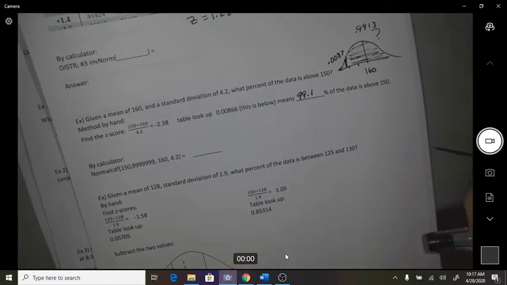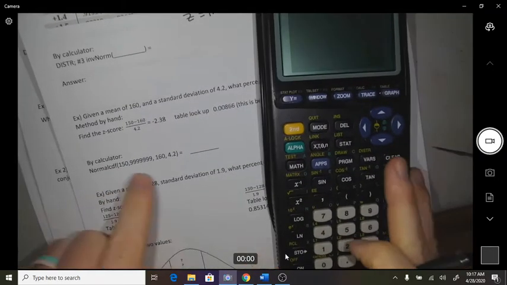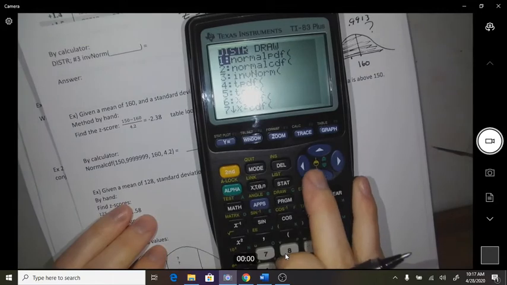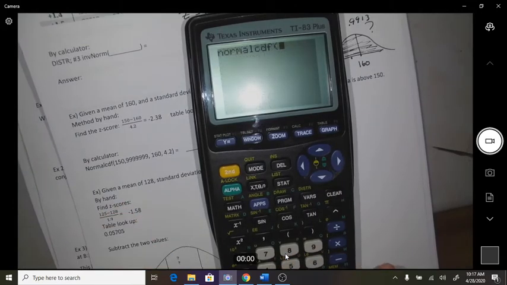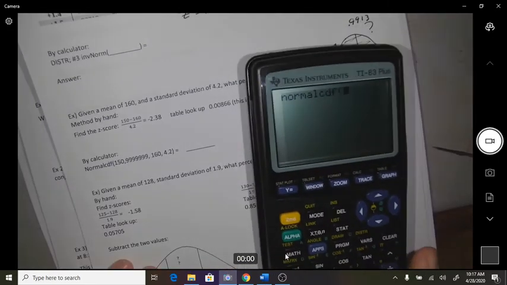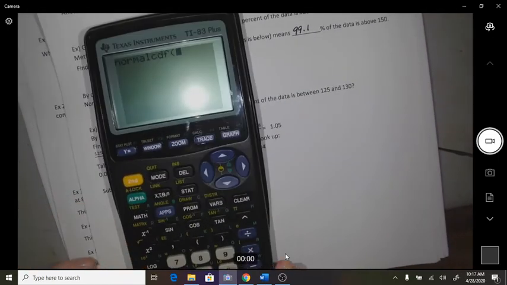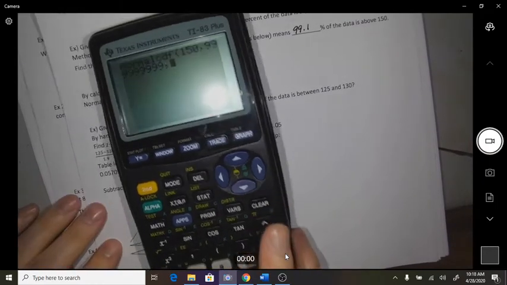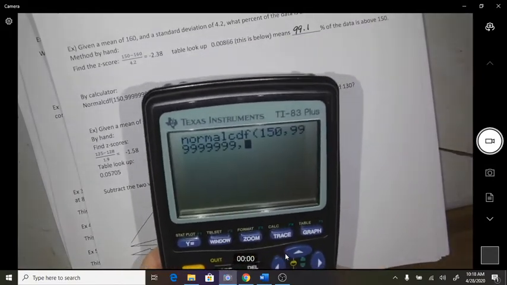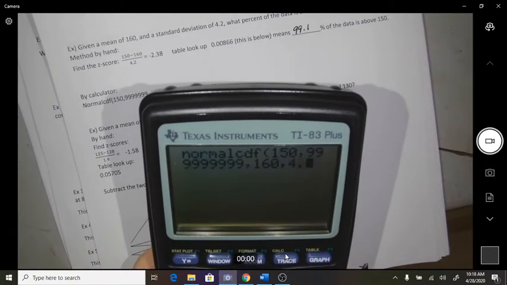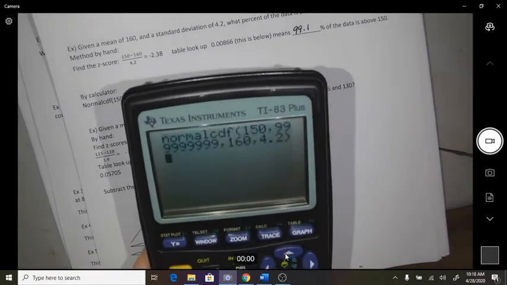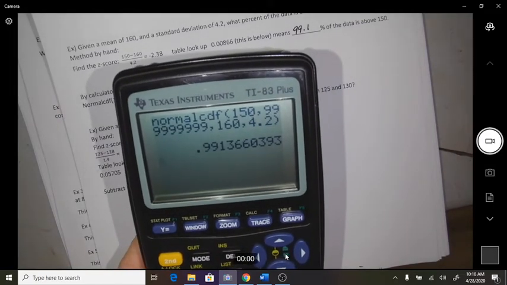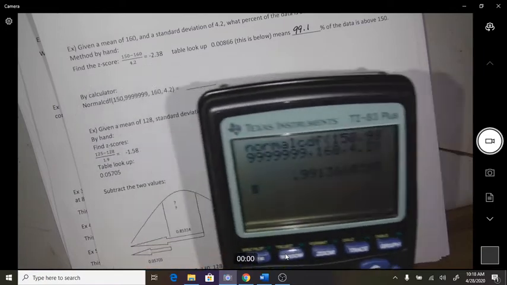So on our calculator, I don't have to do any z-score conversions. So this time I'm going to go to distribution again, down to number 2. So left bound, right bound, comma, mean, comma, standard deviation. Okay, so above 150, so I'm going to go 150, comma, to infinity, comma, and now I'm not going to go 0 and 1, I'm going to do 160, comma, 4.2, mean, comma, the standard deviation. 99.1% of the data.